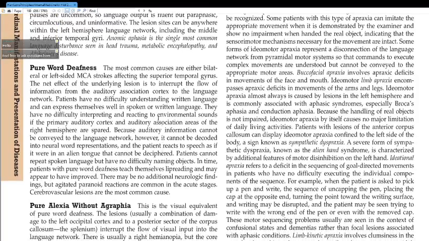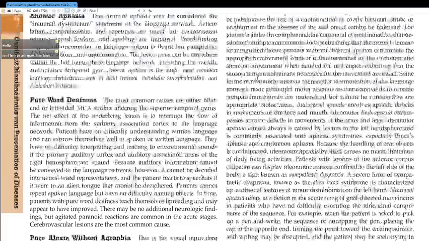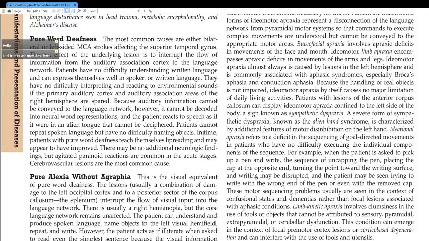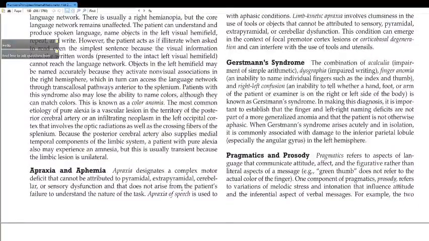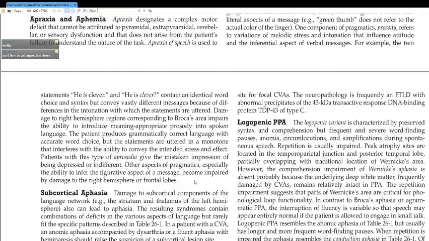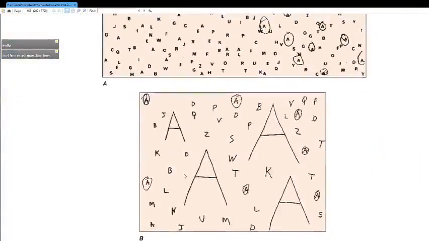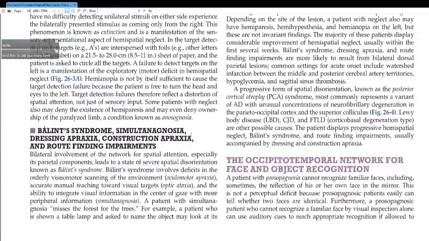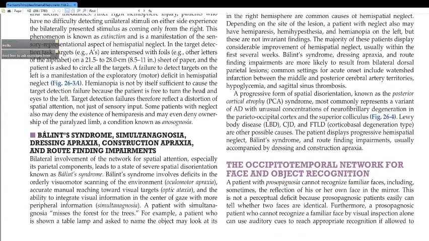So we have a lot of different types of aphasias that we have read in the table above. So pure word deafness, should we read it or just skip it? Okay, I'll just give it a quick read.